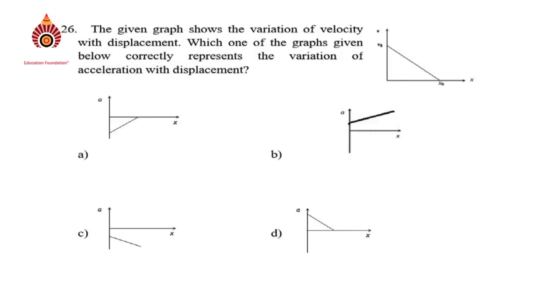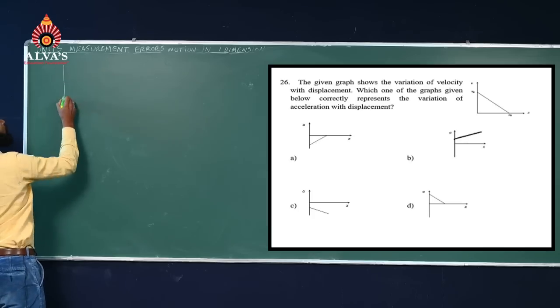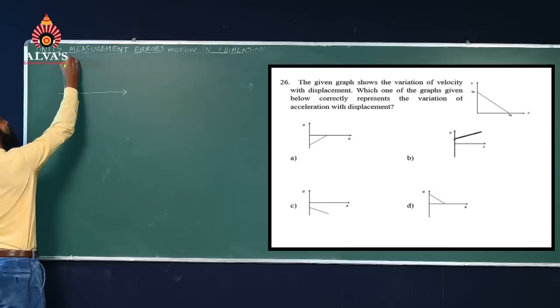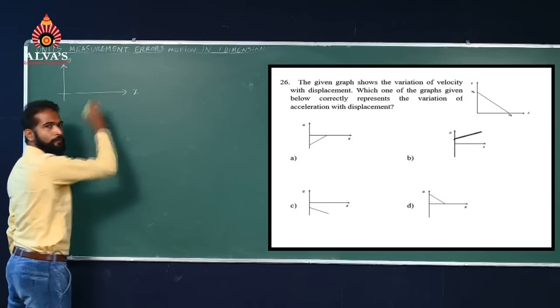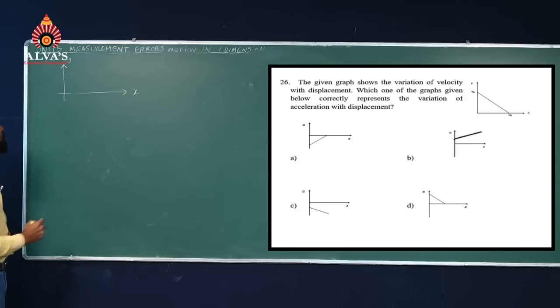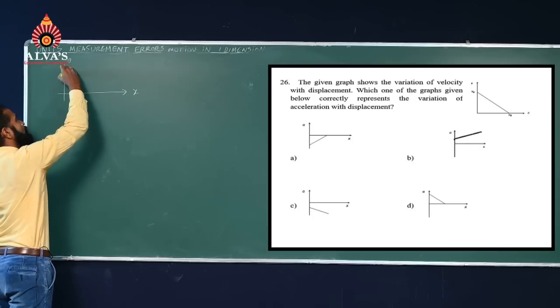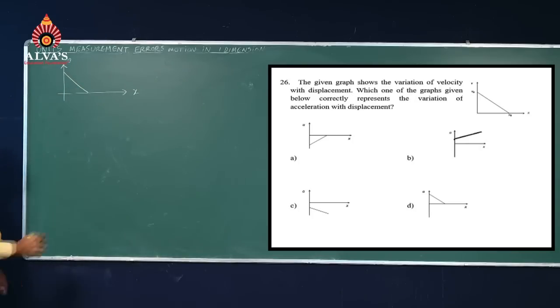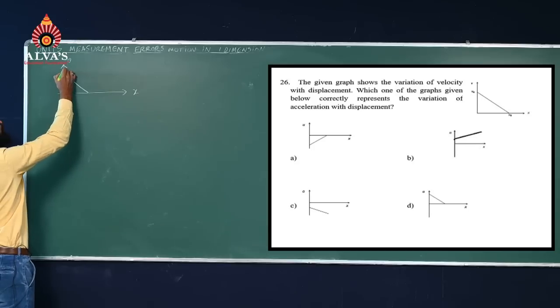Question number 26. The given graph shows the variation of velocity with displacement. Which one of the graphs given below correctly represent the variation of acceleration with the time? So the given graph is a graph of velocity versus displacement, and this graph is a straight line.